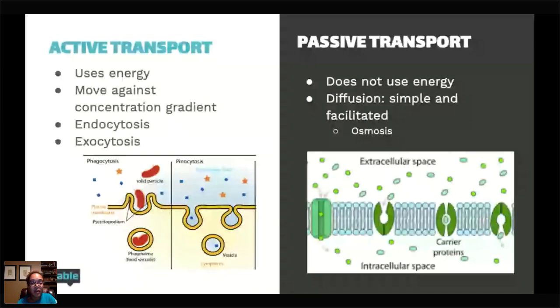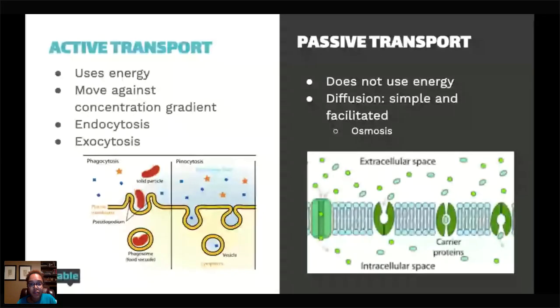It simply says that substances, be it atoms, molecules, ions, whatever it is, like to move from places of high concentration to places of low concentration. So when you need to make them do what they don't want to do, that takes energy. That's active transport because they're moving against the concentration gradient.